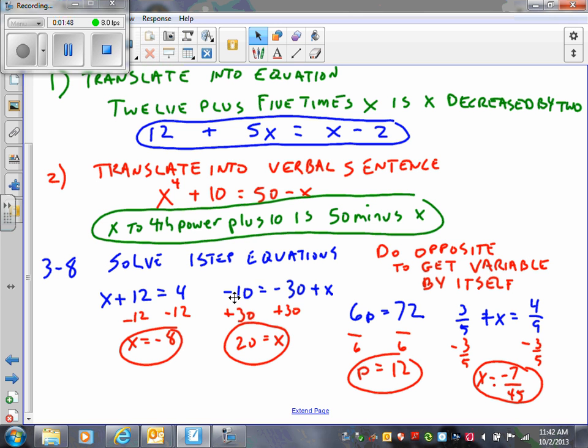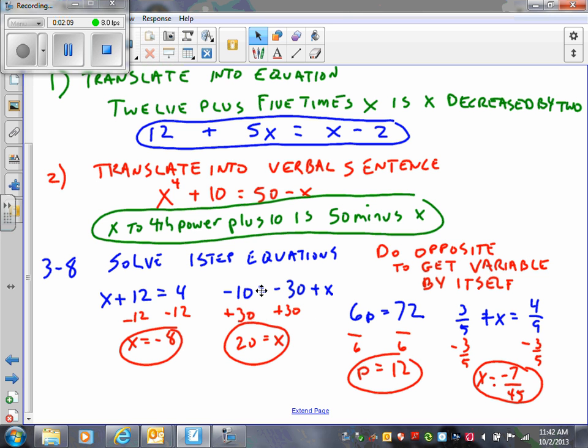Now don't get stuck in the habit of moving things from the left side of the equation to the right side, because on this particular equation, the variable is on the right side. We want to get x by itself. I got to get rid of this minus 30. Notice, I'm not worried about this plus sign. I'm worried about what's in front of 30. Plus 30 cancels out minus 30. So I add 30 to both sides.